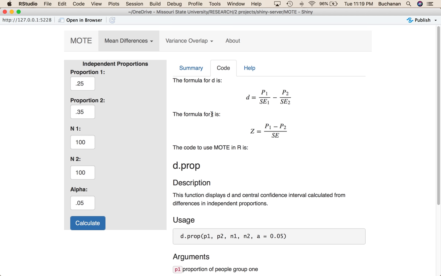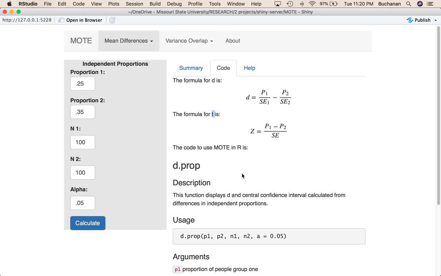However, the formula for Z here, small typo, is the proportions subtracted divided by the standard error. So the reason that you get rather the same values or sometimes wildly different values is that they're calculated in different ways. This one is a subtraction of the Z's, and this one is a subtraction of the scores divided by standard error, which is a more traditional test statistic formula.